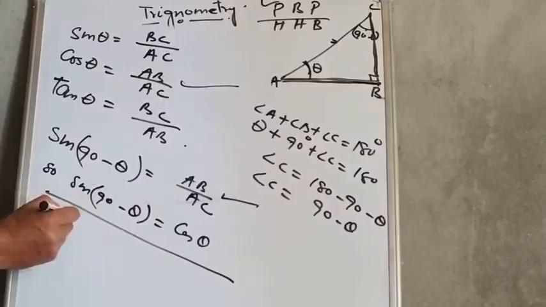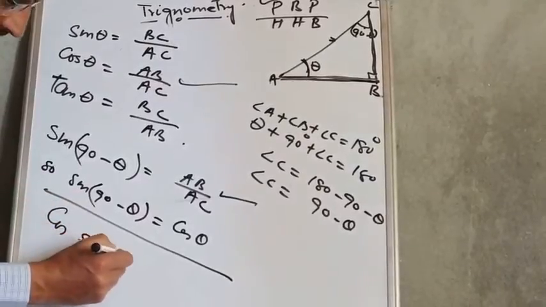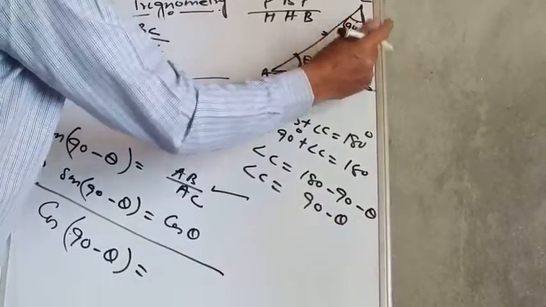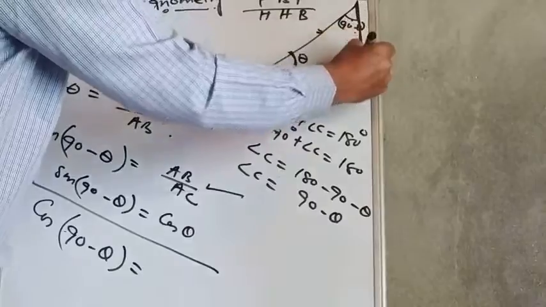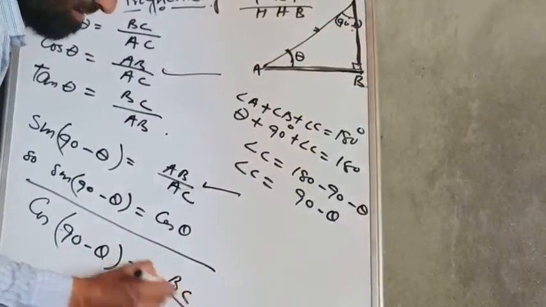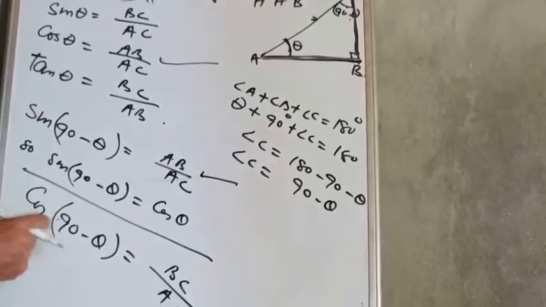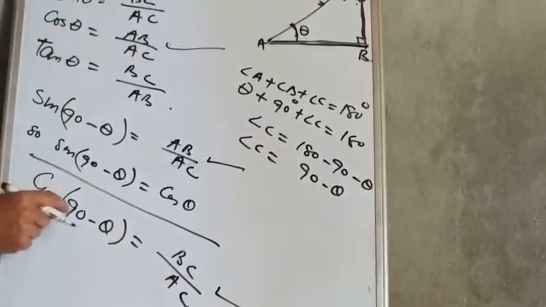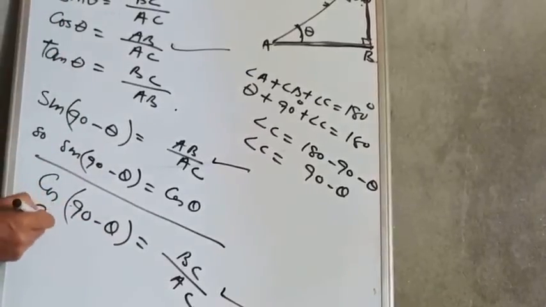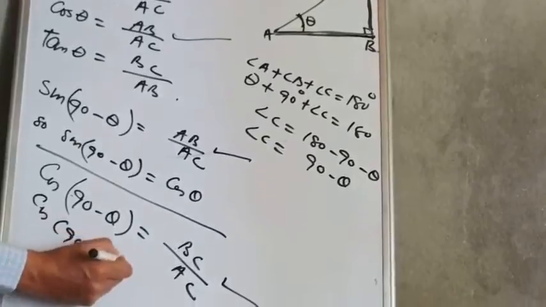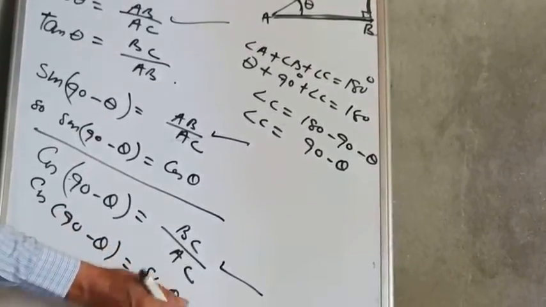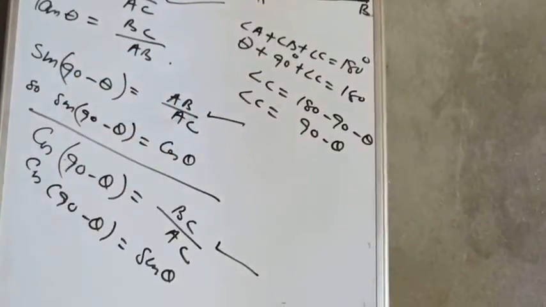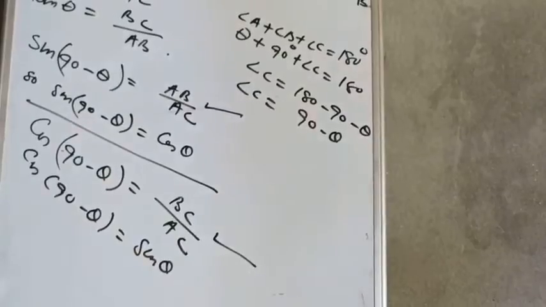Similarly, what is cos(90 minus theta)? This is base by hypotenuse. What is base then? It is BC. So it is BC by hypotenuse AC. So cos(90 minus theta) is BC by AC. What is BC by AC? It is sin theta. Therefore, cos(90 minus theta) is equal to sin theta. Similarly, you can prove all these. Tan(90 minus theta) is equal to cot theta. Cot(90 minus theta) is equal to tan theta.